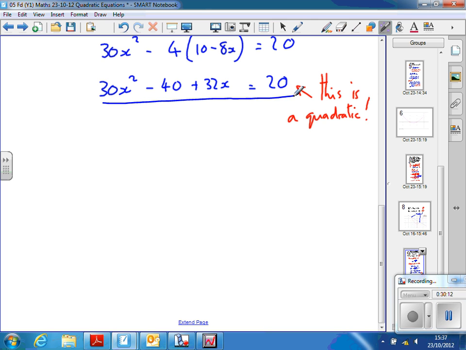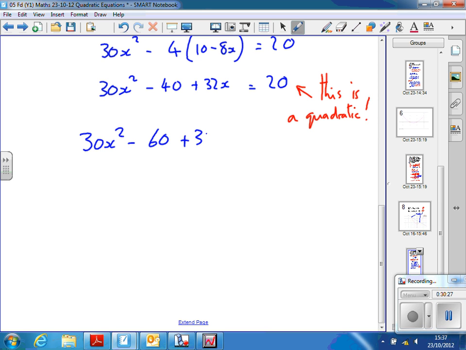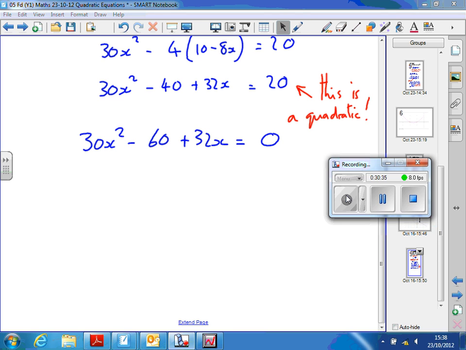What's the first step? Get rid of the 20 by minus 20 from both sides. So I'm going to get 30x squared minus 60 plus 32x equals 0, or 30x squared plus 32x minus 60 equals 0. Can't take an x outside a bracket here, Alex, because there's this constant here.